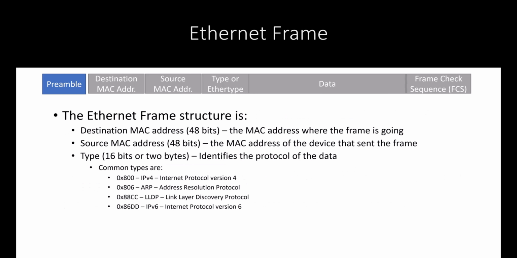And here are some common types. This is a hex value, but keep in mind, it is just 2 bytes long. Whenever you see 0x, that denotes a hex value follows. So 0x800 is an IPv4 frame. We'll discuss more about IPv4 when we talk about layer 3 in a couple chapters. 806 is ARP, or Address Resolution Protocol. Again, we'll discuss that in a future chapter. 88CC is the Link Layer Discovery Protocol, and 86DD is IPv6, and we'll cover IPv6 later in the book.